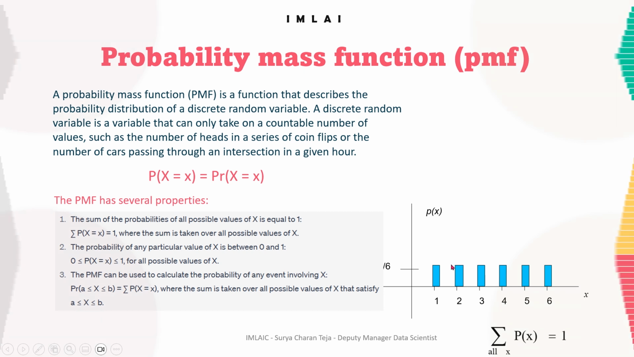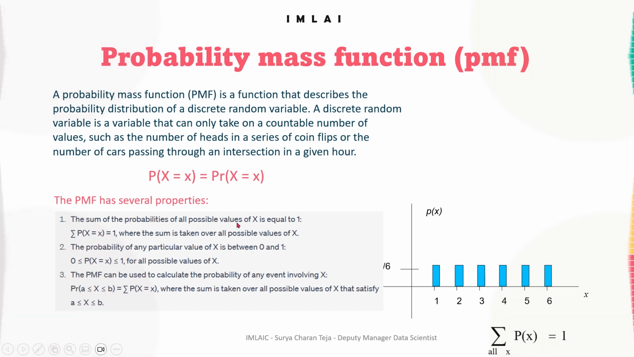And some of the properties, several properties of the probability mass function are: the sum of the probabilities of all possible values of capital X, that's our discrete random variable, is equal to 1. And that's how we designate it here: sigma over all x, p of x is equal to 1, where the sum is taken over all possible values of capital X, that's a discrete random variable.